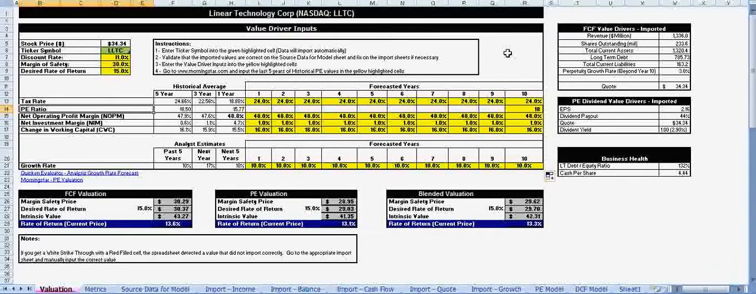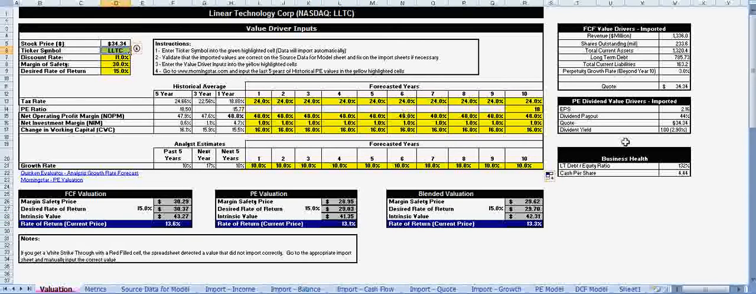I'd like to walk you through the model, give you a general understanding of what it consists of, how easy it is to use, and what it can do for you. The stock valuation model calculates a free cash flow valuation as well as a PE valuation, and then provides you a blended version of the two.